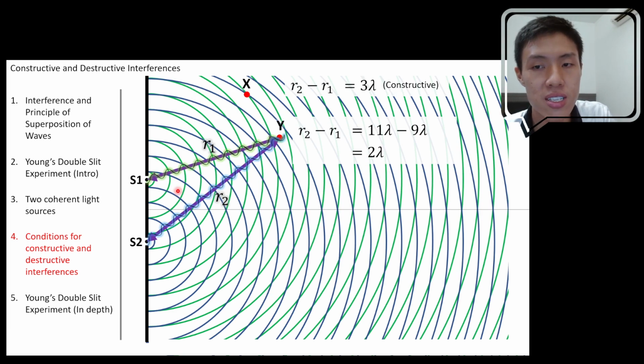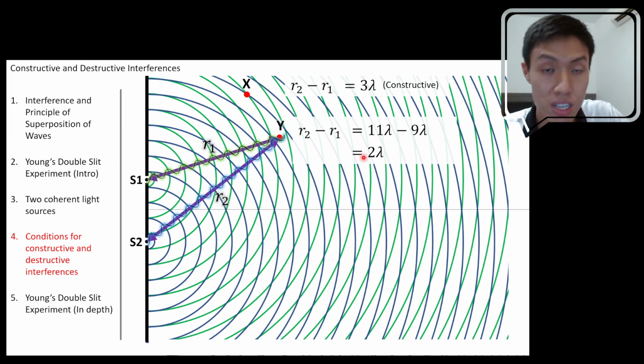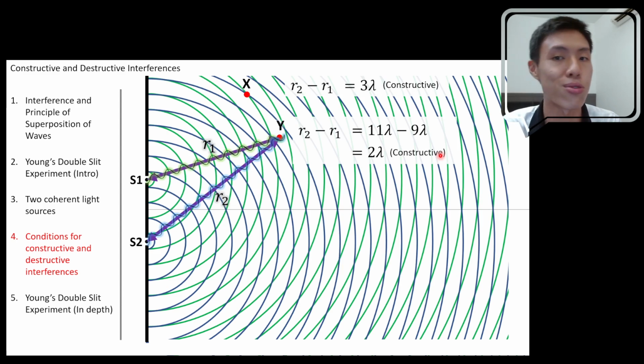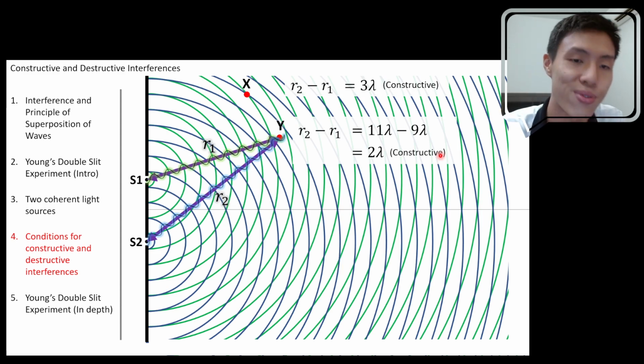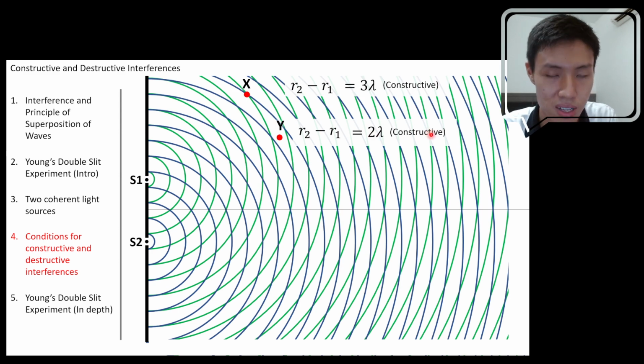So the difference in the path length between S1 to Y and S2 to Y is exactly 2 times the wavelength. Okay, and again we mentioned just now, this one is trough meets trough. This is a constructive interference that will happen at this point as well. Okay, not making any conclusion, just telling you what I observe. So R2 minus R1 is 2 lambda, and at the same time it's constructive.